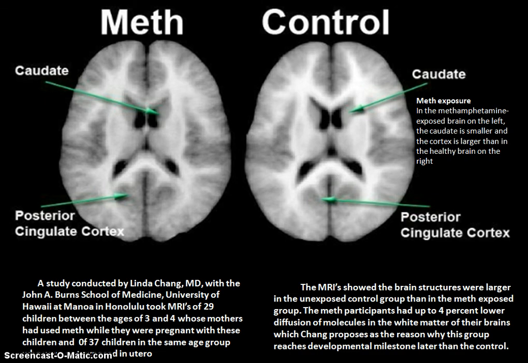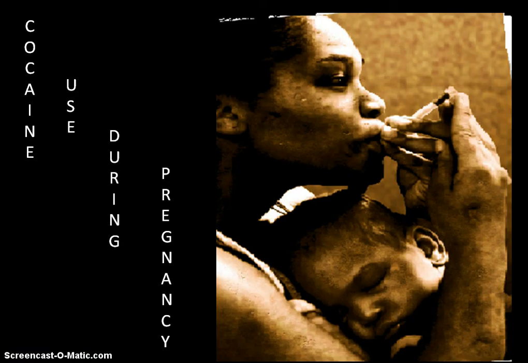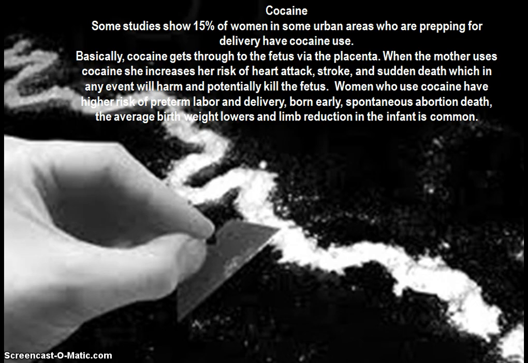So there you have it, as well as Elizabeth Sowell comparing 21 children who had been exposed to meth and alcohol combined, comparing them to children who had only been exposed to alcohol, and the brain abnormalities were considered significantly more severe in the children whose mothers had used both alcohol and meth. So here you have mental developmental retardation.